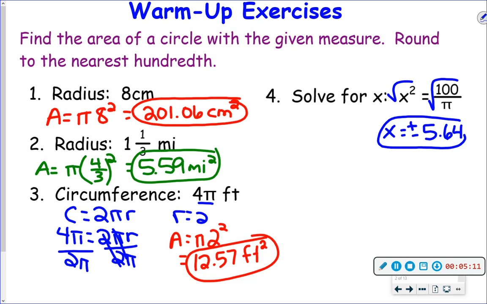So area today is going to be pretty easy. It's kind of what we did in 1 and 2, although they might give you the diameter instead of the radius. Not that that's going to be crazy. And then we're going to get into this area of a sector.